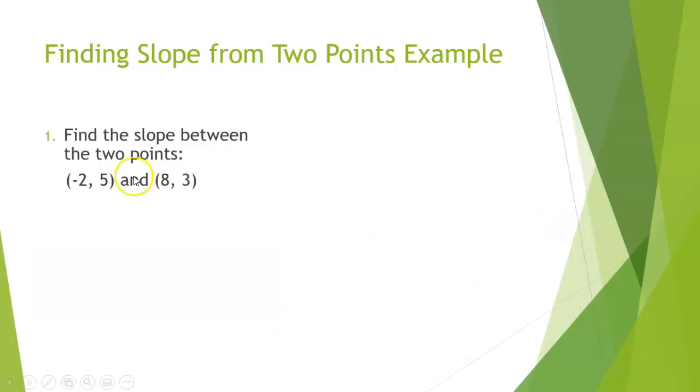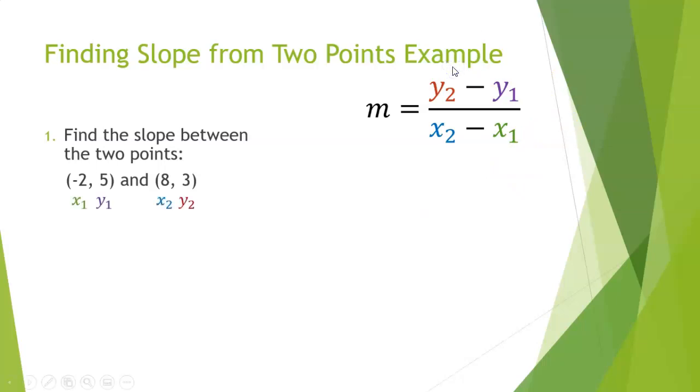So here's an example. Find the slope between the 2 points, (-2, 5) and (8, 3). So first, remember that really important formula. It's written here for you. I would suggest always labeling your points. So in this case, -2 is x1, 5 is y1 because that's the x and y from the first point. 8 is x2, 3 is y2 because that's the x and y from the second point. Remember, in a point, it's alphabetical. X comes first and then y.